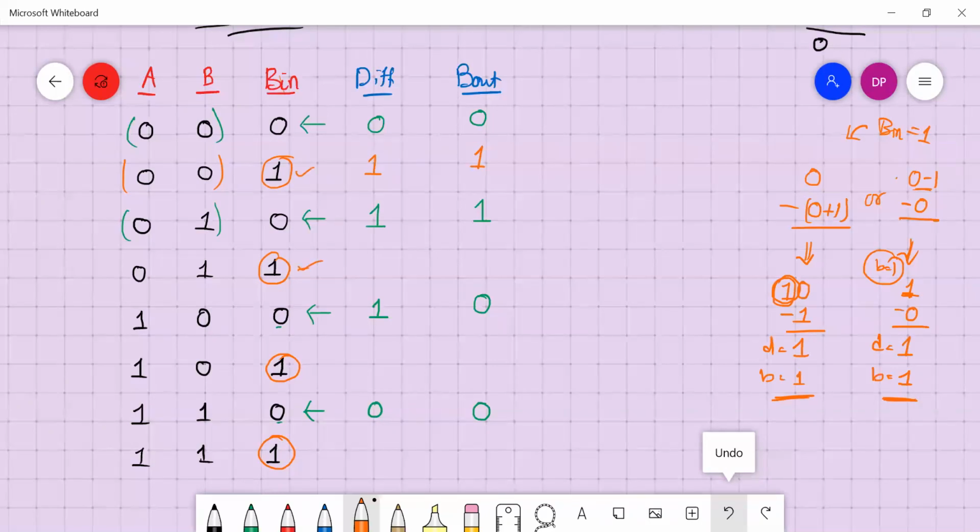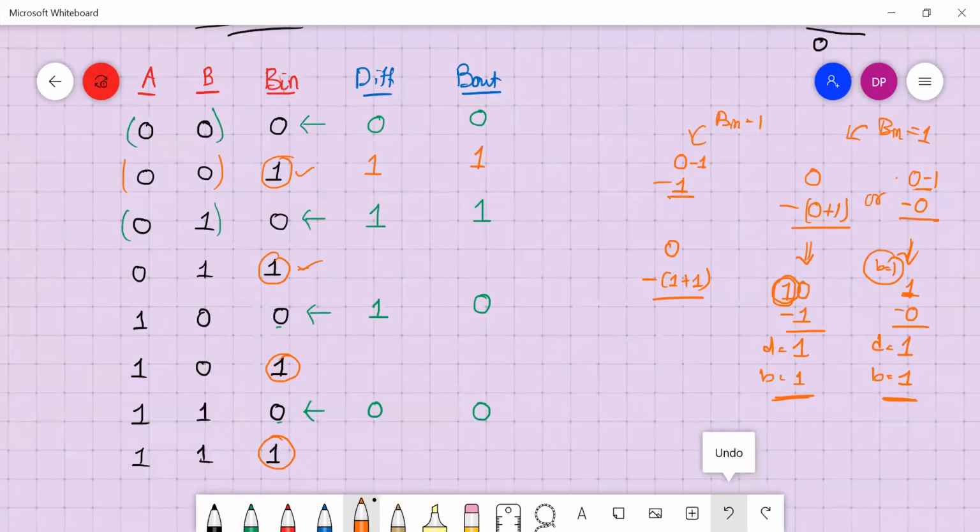Now come to this one. This is done. So this is 0 minus 1. Okay, let's do it. 0 minus 1 with the borrow 1. Previous borrow 1. So what you have to do? You have to subtract 1 here, and do this, or else you have to add 1 here, and subtract it. So what you will get in both the cases?